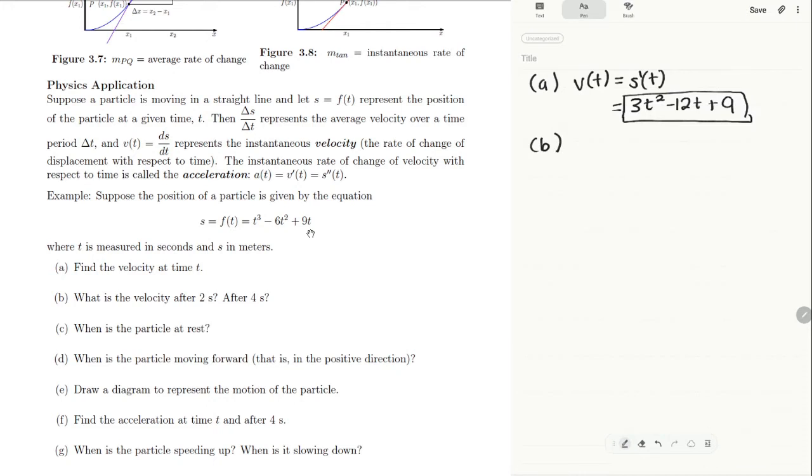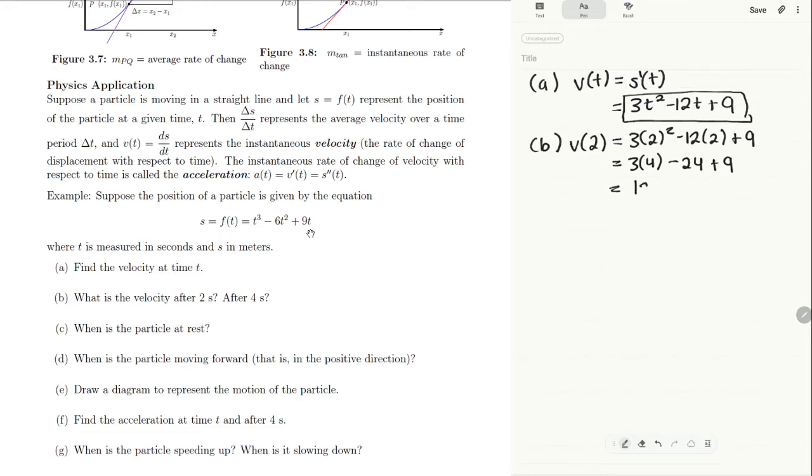So what is the velocity after 2 seconds and after 4 seconds? Now we can use the velocity function to determine the velocity of the particle at these times. If we want to find the velocity at 2 seconds, then we substitute 2 into the velocity function. So the velocity is going to be 3 times t squared minus 12 times 2 plus 9. That gives us 3 times 4 minus 24 plus 9.